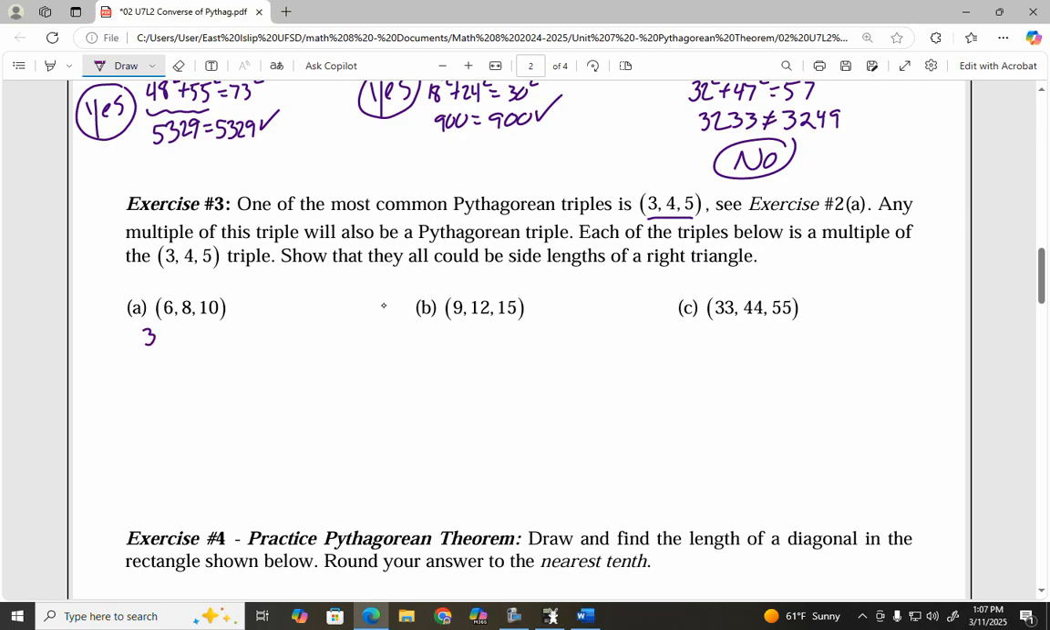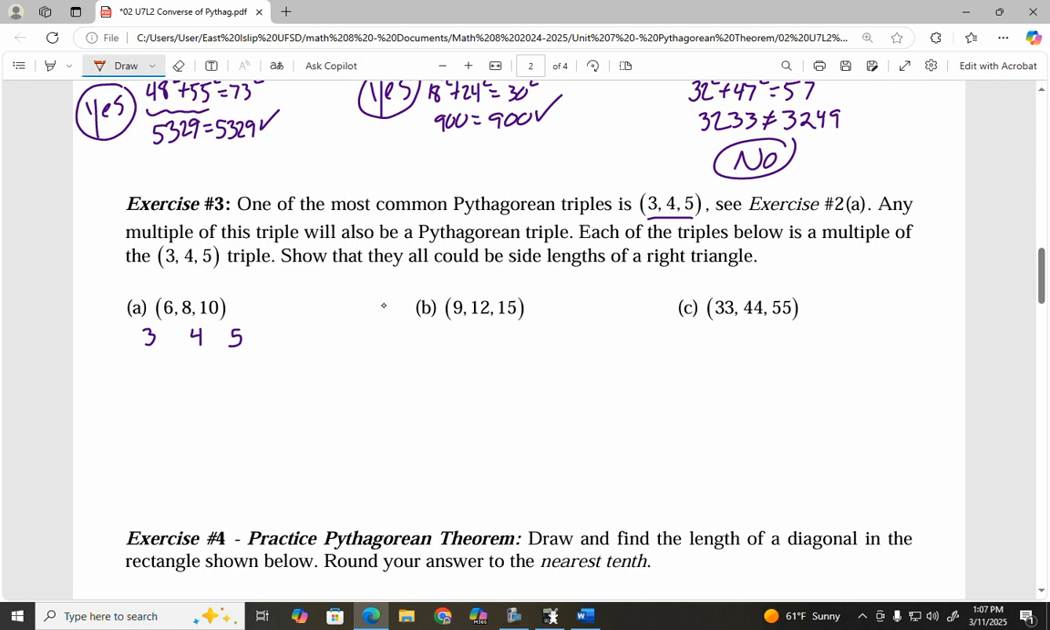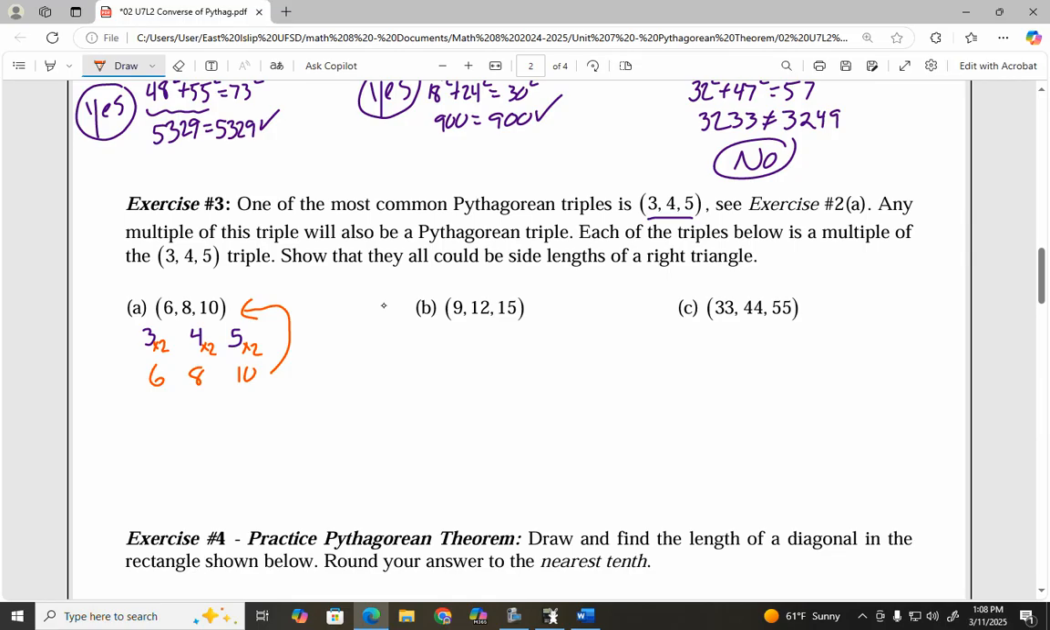Do you notice that if I think about a 3, 4, 5 right triangle, and I use a factor of 2, if I multiply this by 2, multiply this by 2, and multiply this by 2, I actually get 6, 8, 10? I get these three numbers that are here. So multiples of any Pythagorean triple will also be a Pythagorean triple, because when you're multiplying all three numbers, it's like doing a dilation.